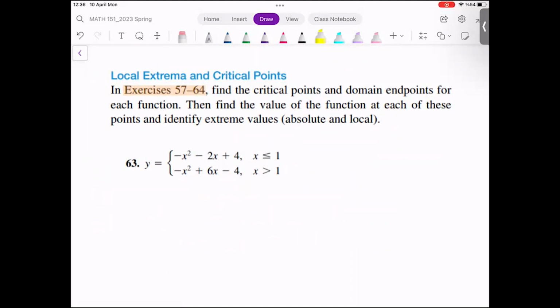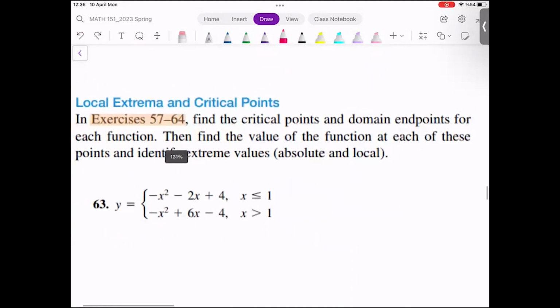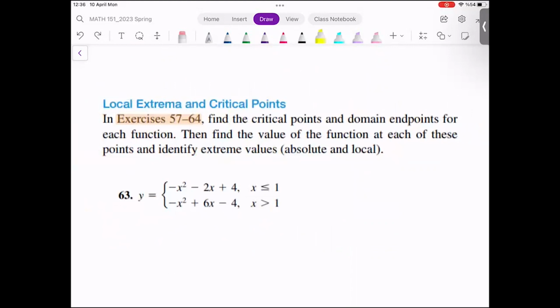break. Okay, the question is, find critical points and domain endpoints for functions. Then find the extreme values, absolute max and min. By extreme values means absolute max or absolute min, okay? But this time our function is a bit different. It is a piecewise defined function.